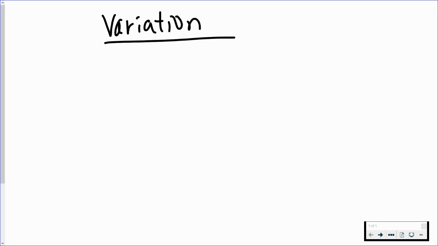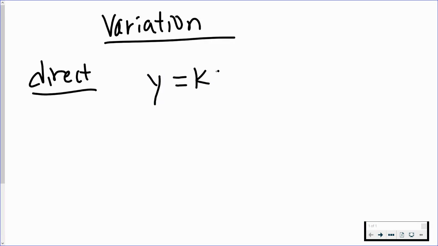Look at something called variation. We have two types that we're going to talk about. The first is direct variation. We could say that two variables x and y show direct variation if y equals k times x, where k is the constant of variation.